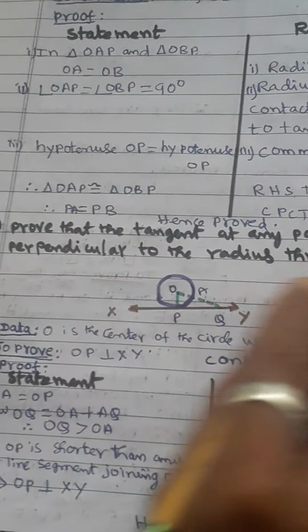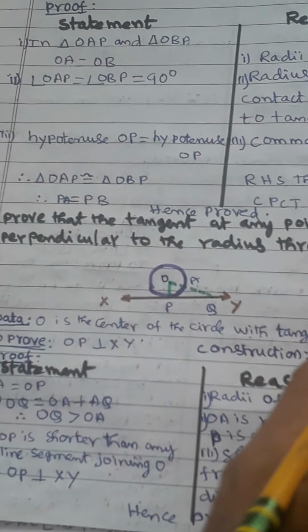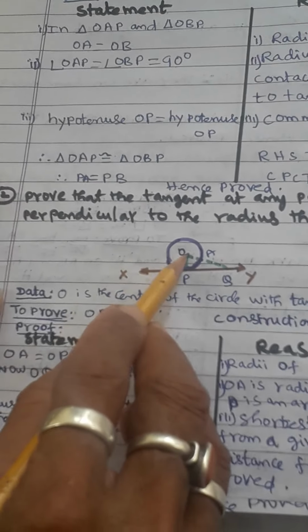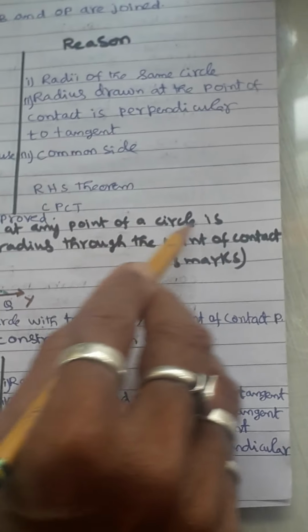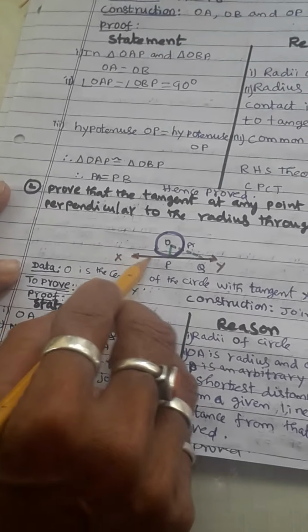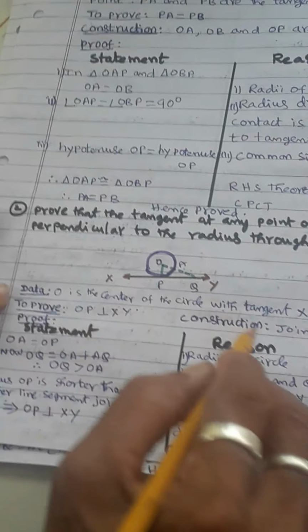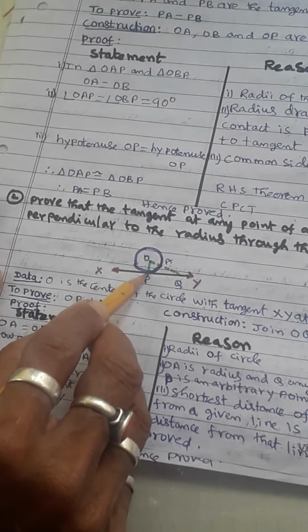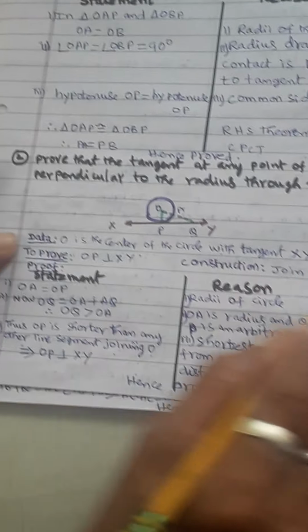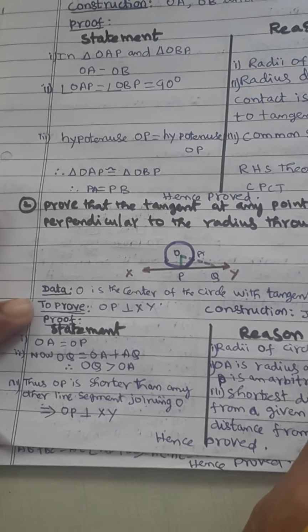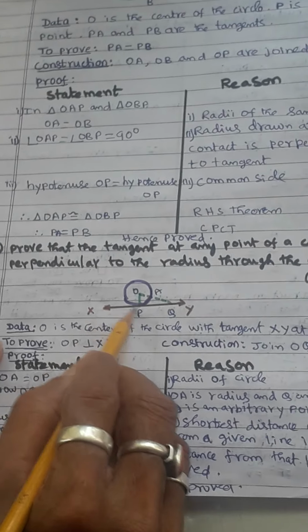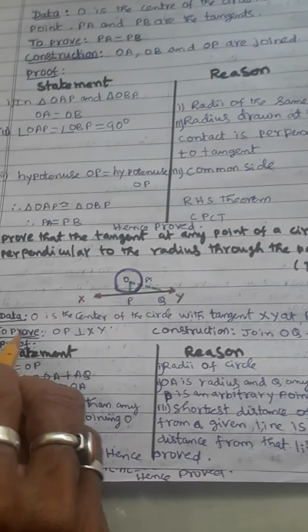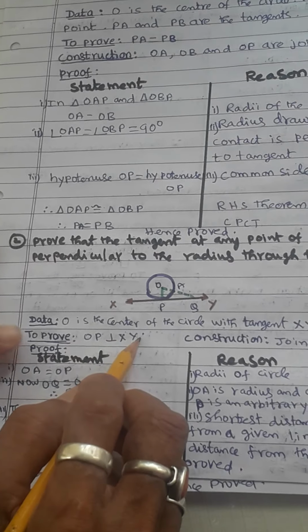Now just go through the statement. They already said a circle, so O is the center of the circle, you write that sentence. Then they are saying external tangents are drawn. So consider the tangent as XY, which has contact with the circle at the point P. That statement you write. Now what you have to prove is OP is perpendicular to XY.